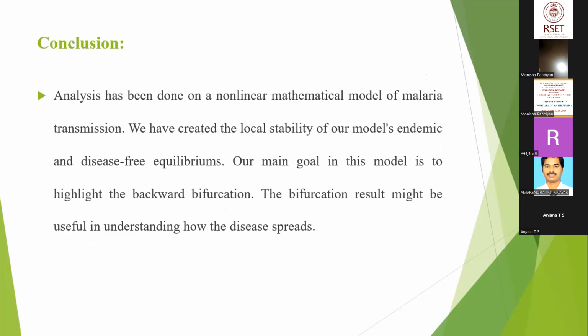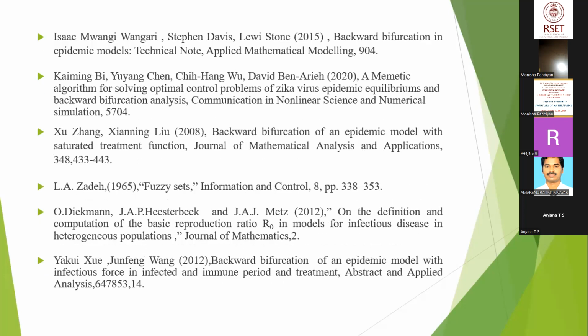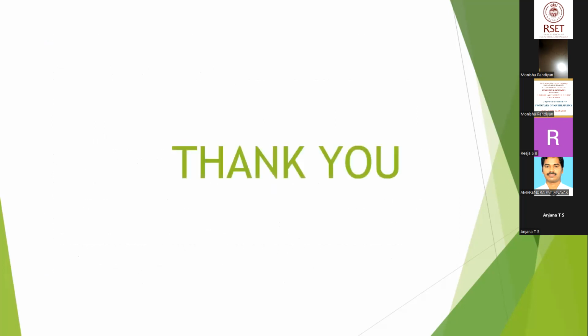So, conclusions. We analyzed a non-linear mathematical model of malaria transmission. We have the local stability of our model, endemic and disease-free equilibrium. Our main goal of this model is to highlight bifurcations. The backward bifurcation result may be useful in understanding the spread of malaria disease. So these are the references of my presentation. Thank you, sir.